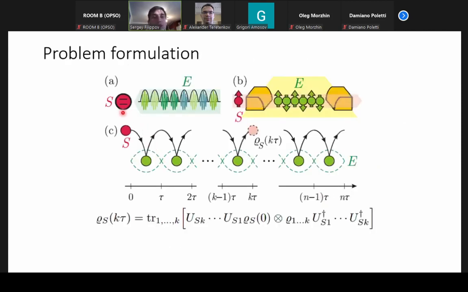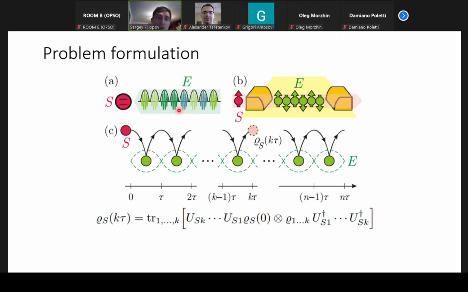So what is the physical problem we address? It is a problem when a system in question interacts with some structured environment. A system is denoted by capital S, environment is denoted by capital E. So the structured environment can be some multi-photon state which exhibits correlations among time bin modes. So radiation can be divided into time bins, and there can be correlations among those time bins.